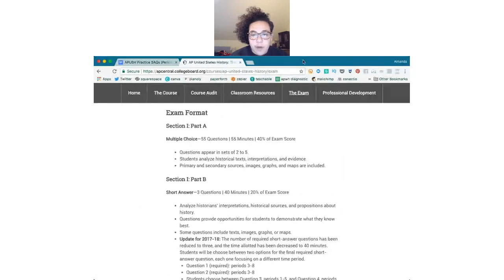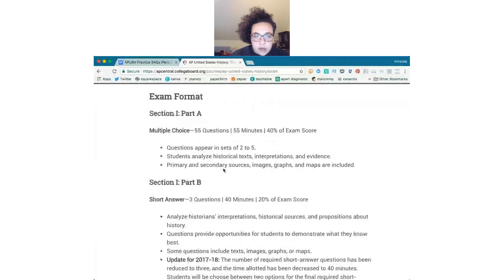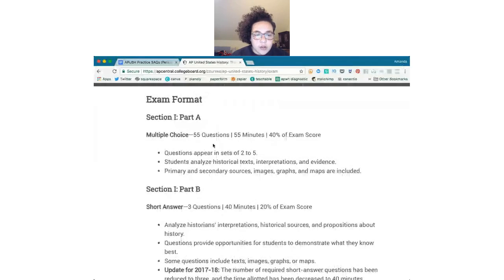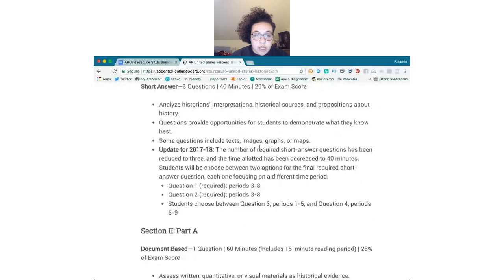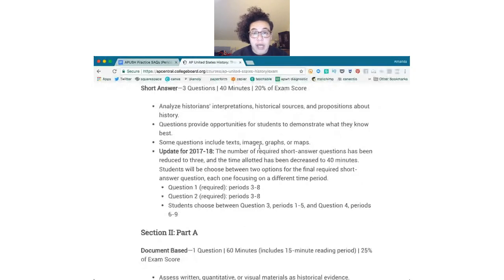So here's the exam format breakdown again, and I'm just getting this from College Board. Let me make myself smaller so you can actually see this. Okay, so here's the exam format. The multiple choice is 40%. Then this is what they're telling you about the short answer questions. This is the only thing that you can for sure rely on.